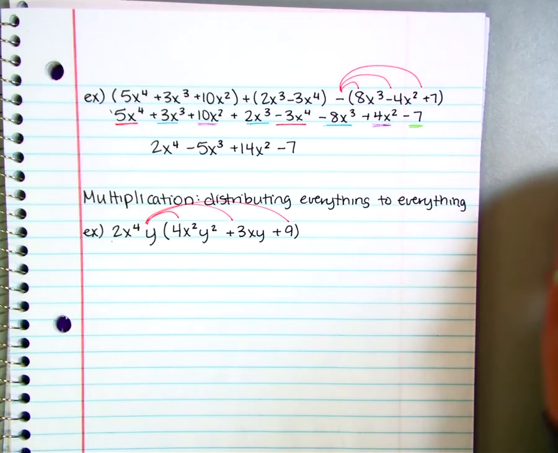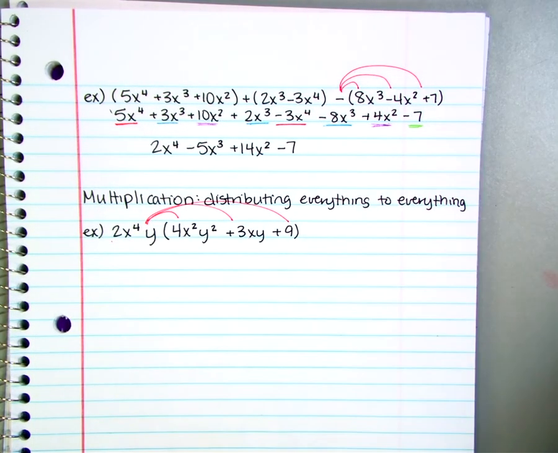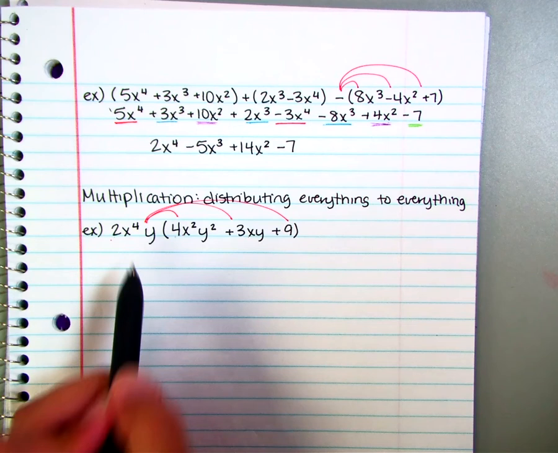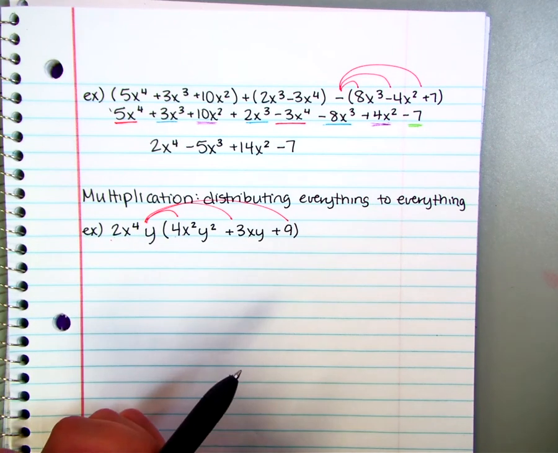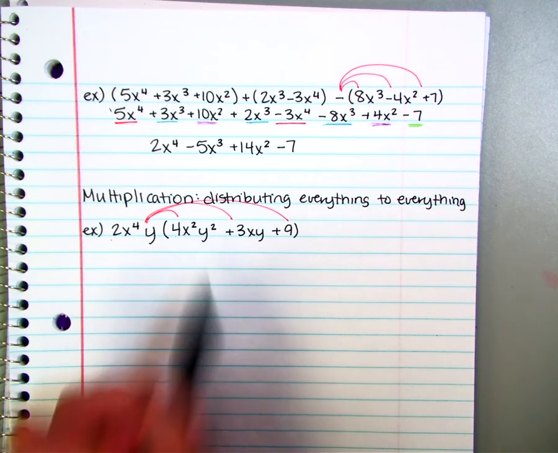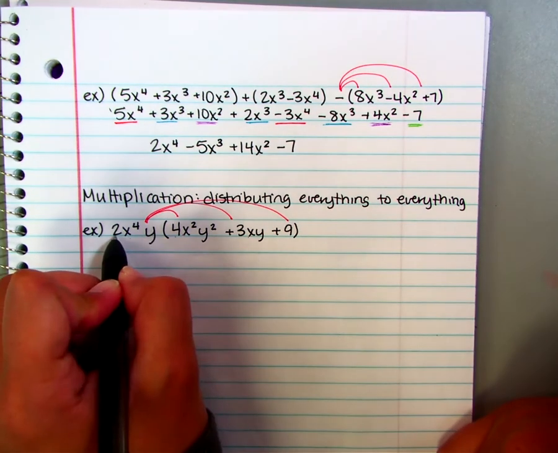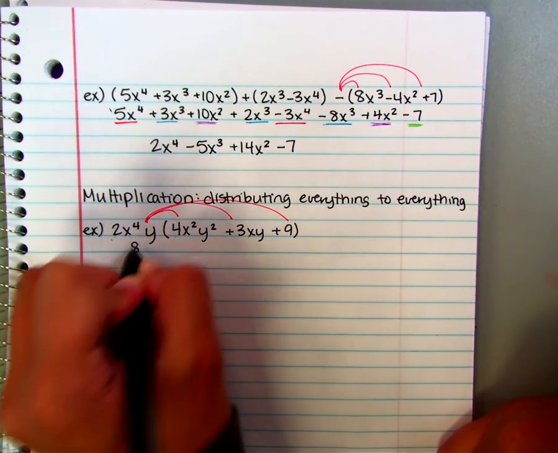And you want to multiply everything by everything. And your bases is what's important. So the coefficients of 2 and 4 are bases that are similar. Your base of x is what's similar, and that's what you'll multiply, as well as your y's in that first term. So we're going to multiply 2 times 4, which is 8.